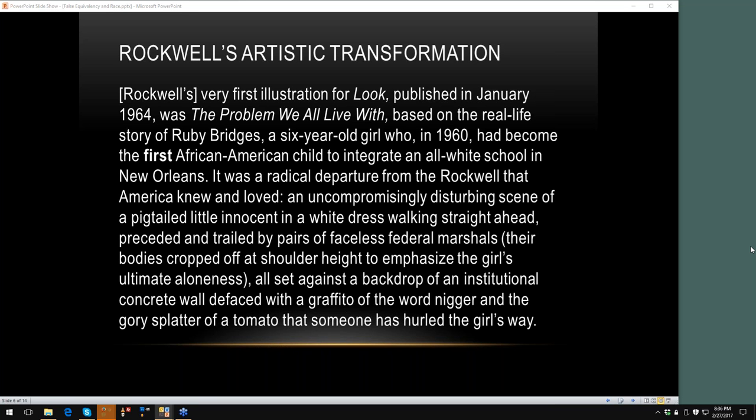But, so, an uncompromisingly disturbing scene of a pigtailed little innocent in a white dress walking straight ahead, preceded and trailed by pairs of faceless federal marshals, their bodies cropped off at shoulder height to emphasize the girl's ultimate aloneness, all set against a backdrop of an institutional concrete wall defaced with graffiti. I'm not sure if that's a misspelling, but a graffito of the word nigger. I'm sorry, you're going to see it, and I'm going to say it. And the gory splatter of a tomato that somebody has hurled the girl's way. And I'm going to show you the image.